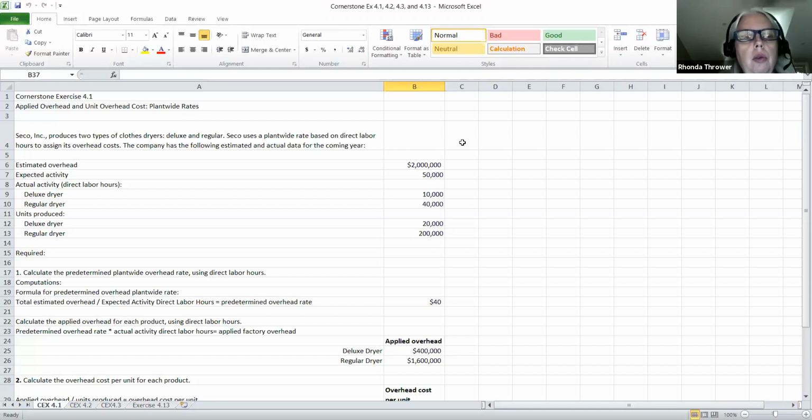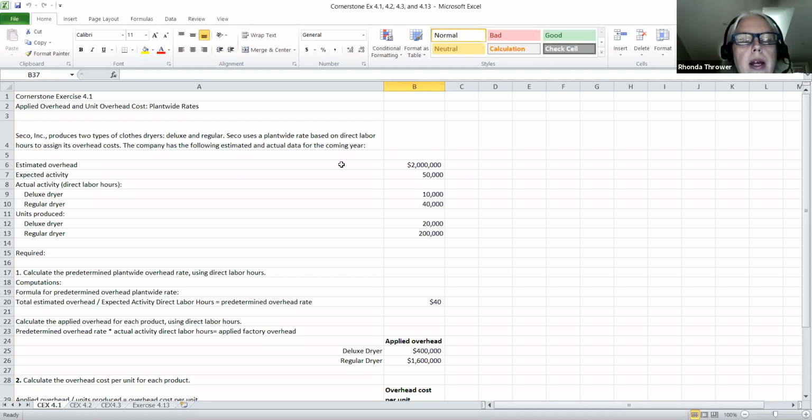What we're going to be doing is calculating a predetermined factory overhead rate that we're going to use to estimate the amount of factory overhead. And we're going to apply that factory overhead to the factory overhead account. And we're also going to look at what happens to the factory overhead account and see whether or not there was under-applied factory overhead or over-applied factory overhead.